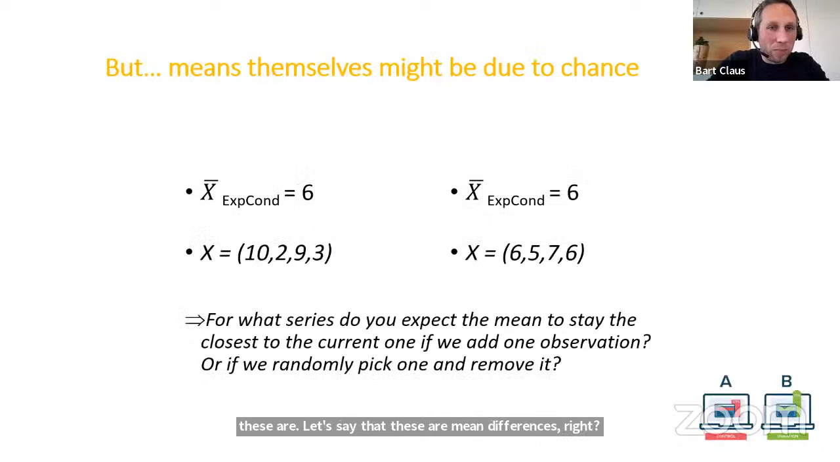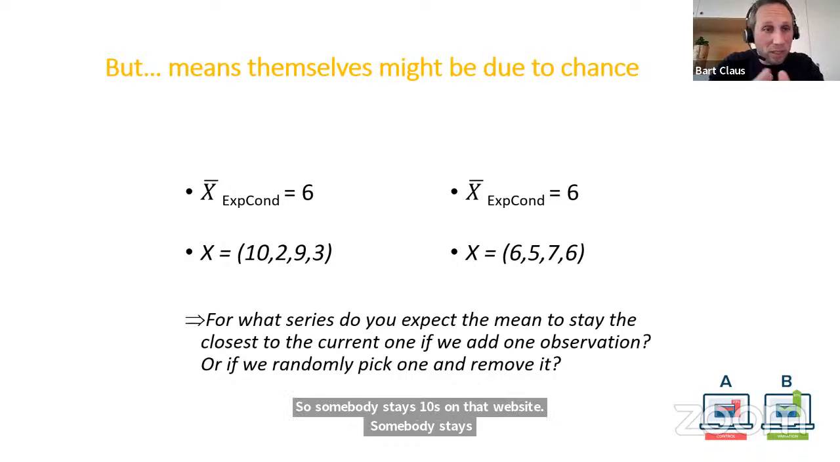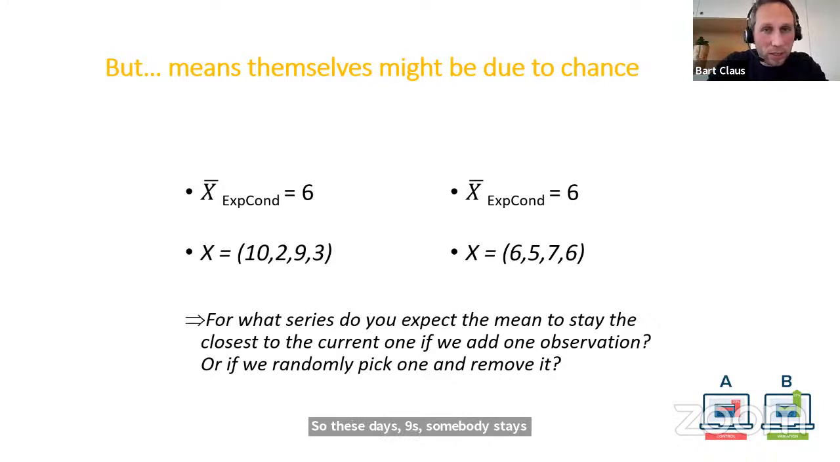Those averages themselves are also due to chance a little bit, right? They are based on your selection, and they depend on your selection. So let's say that the one you see on the left here, an average of 6, is composed out of observations that are the set on the left, right? So somebody stays 10 seconds on that website, somebody stays 2 seconds, somebody stays 9 seconds, somebody stays 3 seconds. On the right, you also see an average of 6, but it's composed out of different observations, right? Somebody stays 6, somebody 5, somebody 7, somebody 6.